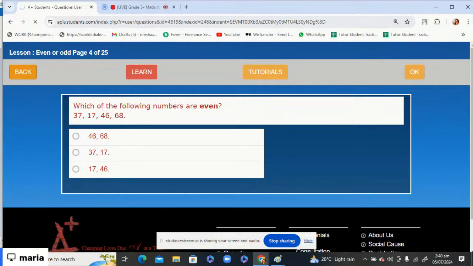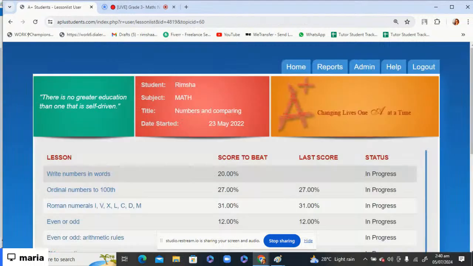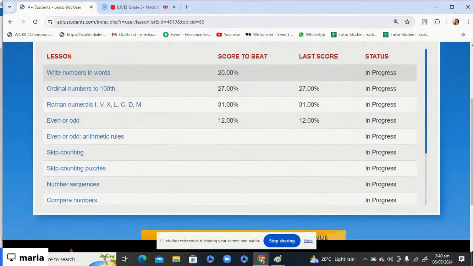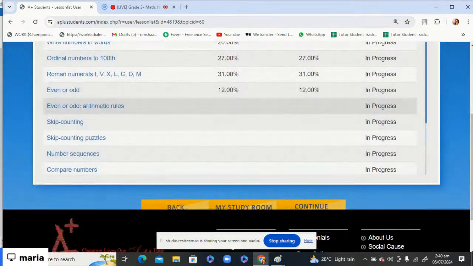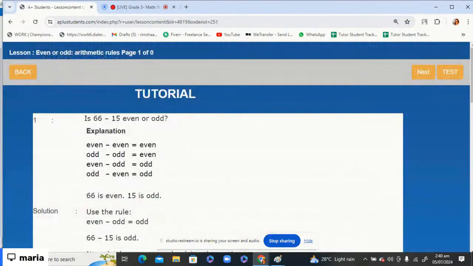Now let's start the next lesson. Okay. So here is the last lesson that we cover today, that is even or odd arithmetic rules. So what does it mean? It means that there is some arithmetic rule.